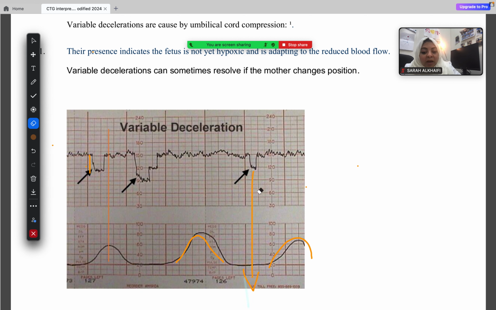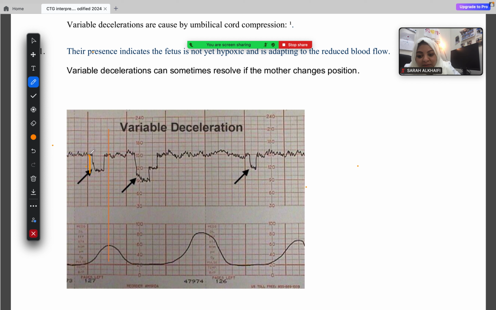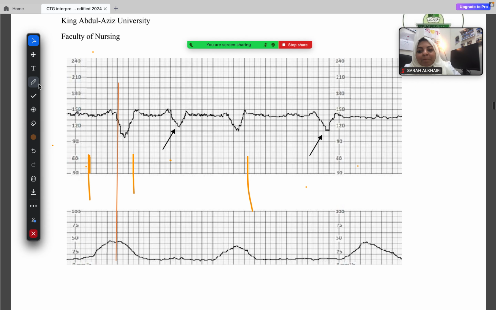And you can see there is an abrupt decrease in the fetal heart rate, as I showed you before. Look at the line, it decreases right away. See, it's not gradual like the previous ones, the early and late deceleration. Most of the time it's an abrupt decrease in the fetal heart rate, and it has no clear relationship with the uterine contraction. So here, this is another example.